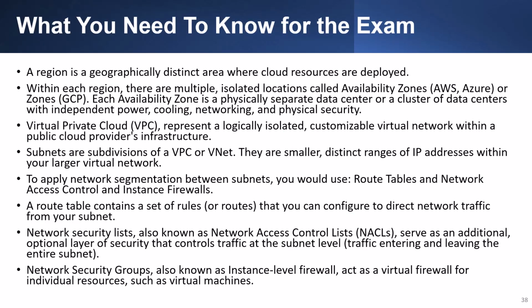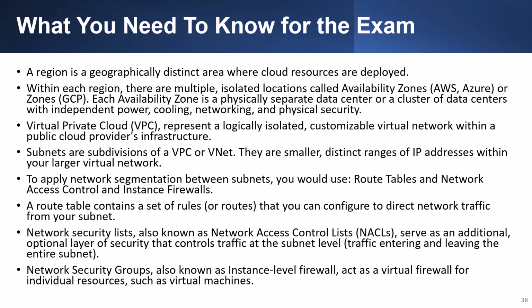In summary, a region is a geographically distinct area where cloud resources are deployed. Within each region, there are multiple isolated locations called availability zones or zones. Each availability zone is a physically separate data center or a cluster of data centers with independent power, cooling, networking, and physical security. Virtual Private Cloud, or VPC, represents a logical, isolated, customizable virtual network within a public cloud provider's infrastructure.